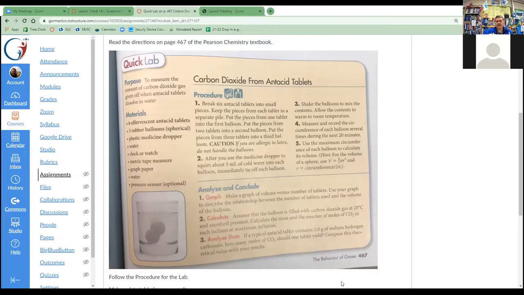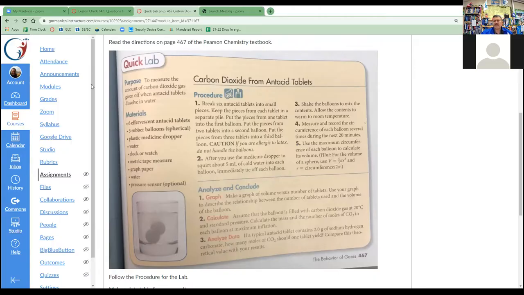Okay, so does anyone need to pause and go get anything? You all set? I'm going to do this with you. Okay, good. And then we'll try to work this out and see what we get from this lab.